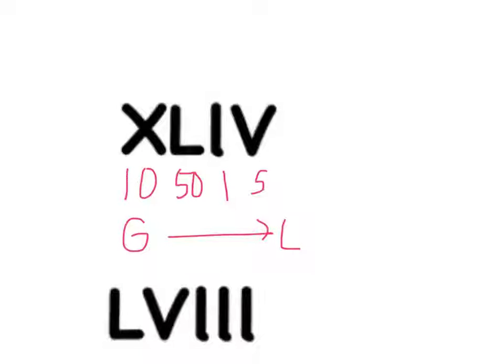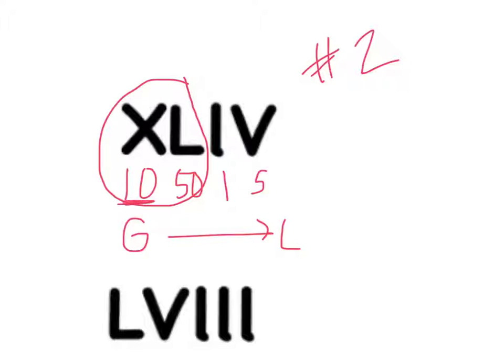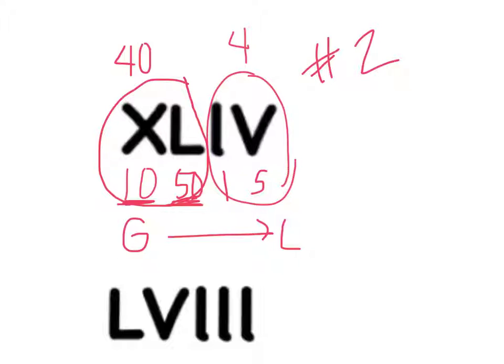So that tells me some of these numbers mean something else. This is following rule number 2. So I'm going to group these together. Since 10 is before 50, this is really representing 40, because 50, take away 10, is 40. Same thing with this IV. We know since 1 is less than 5, we need to subtract here. So this value is representing our 4. So this number is 44.